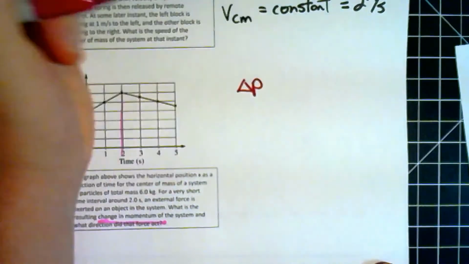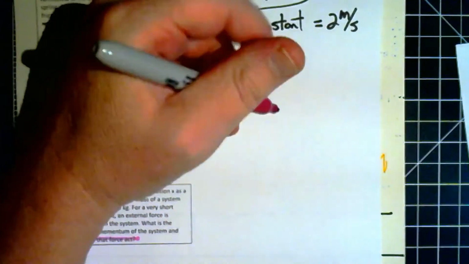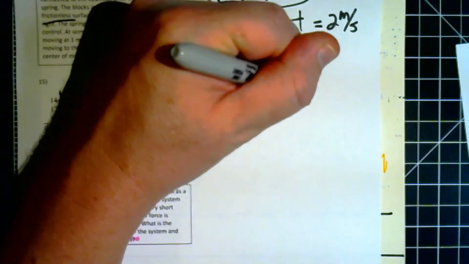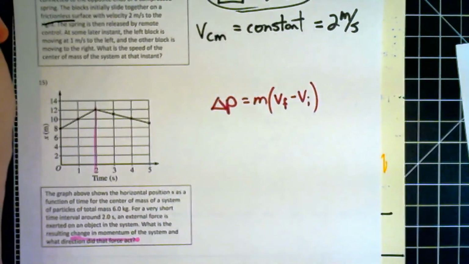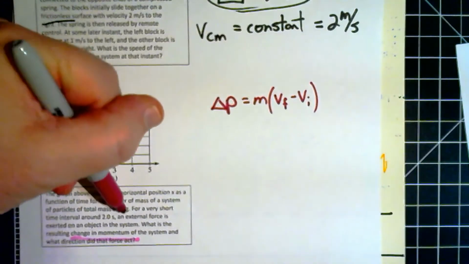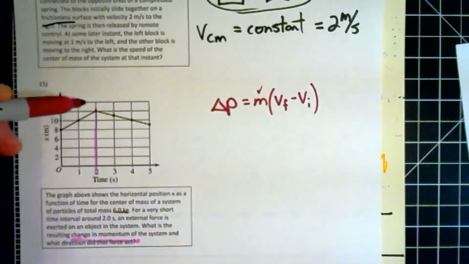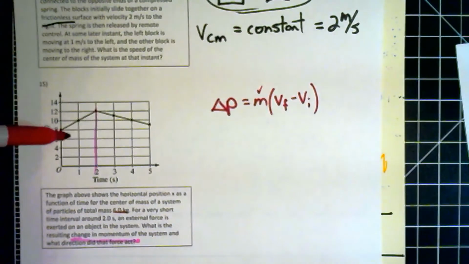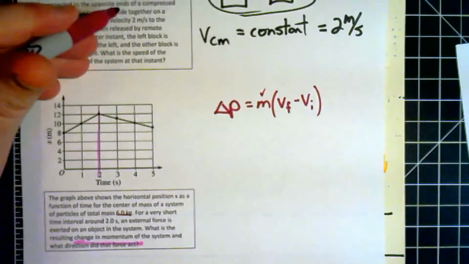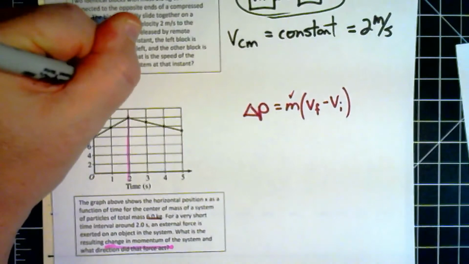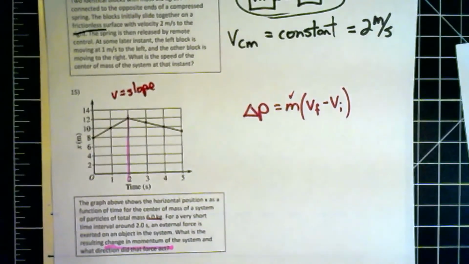Well, I'm looking for delta P, which is equal to the mass times the final velocity minus the initial velocity. So how do I know what the mass is? I got that. So how do I get the final velocity? Well, I get that from this graph. I can get velocity from the slopes. Remember, the slope of a position-time graph gives me the speed or the velocity. And so all I need to do is calculate the initial and final slopes.